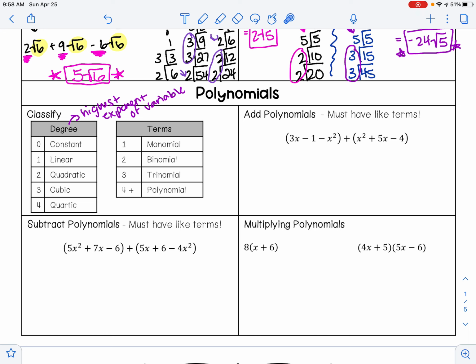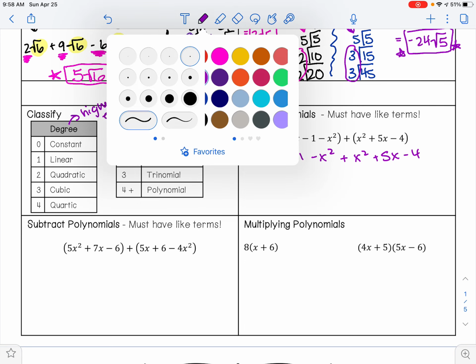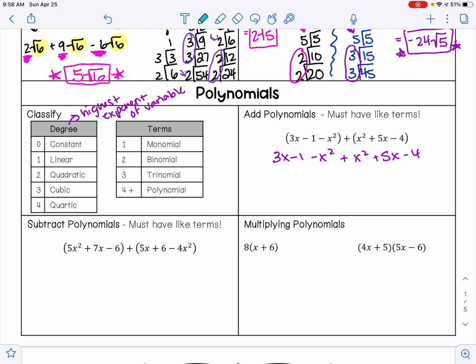Just like with radicals, if we want to add polynomials together, we must have like terms. In this case, like terms have the same variable raised to the same exponent. So when I look at these parentheses, I'm looking to see if there's anything to distribute in front, and there isn't. So I can go ahead and drop the parentheses. Same thing with the next one. There's nothing to distribute out in front, so I can drop those parentheses as well. From here, I can combine like terms. So 3x and 5x are like terms. 3x plus 5x is 8x.